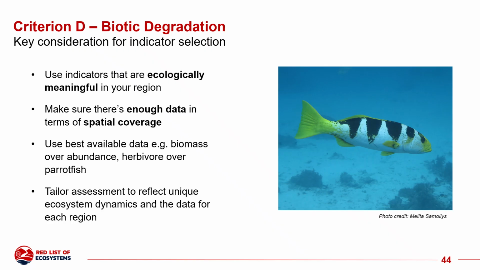And if your fish data are available at the species level, then you can go a step further and calculate broader metrics, such as total herbivore biomass, instead of relying on parrotfish alone. So while this is how it was done in the Western Indian Ocean, each region should select components and indicators that reflect their unique ecosystem dynamics and the data they have access to.